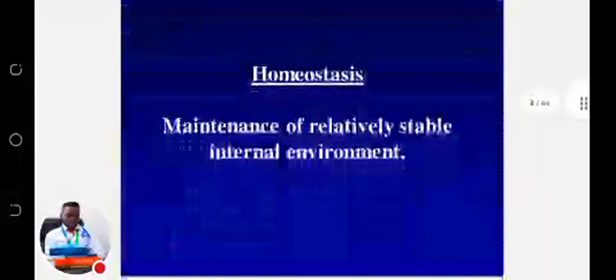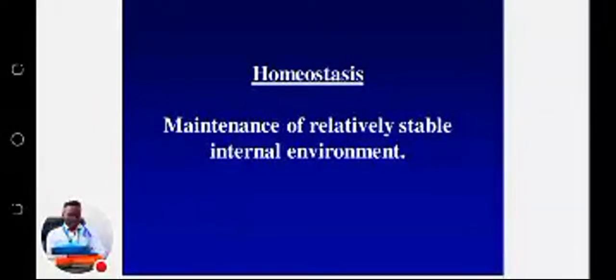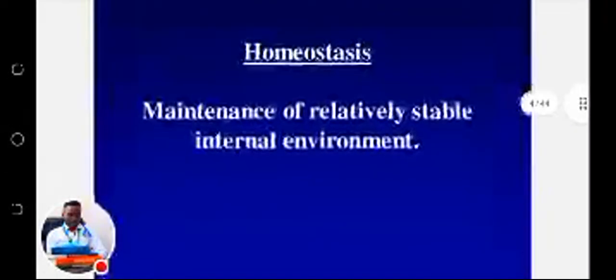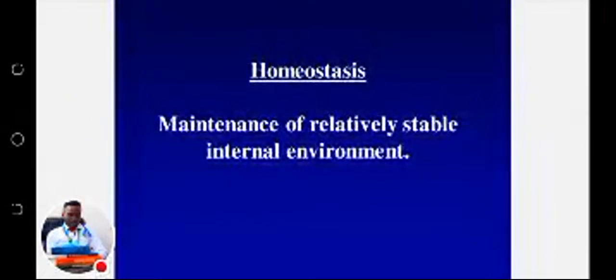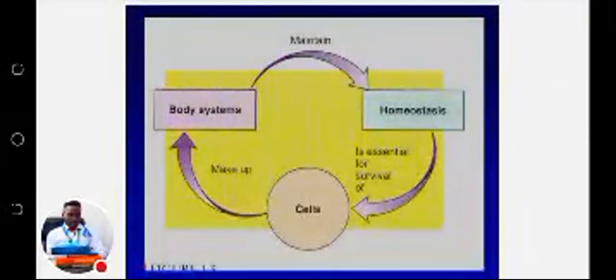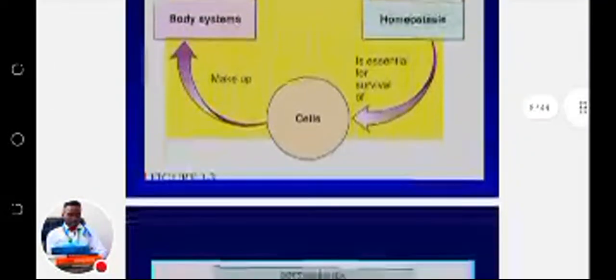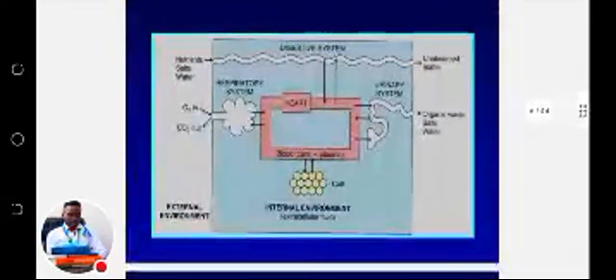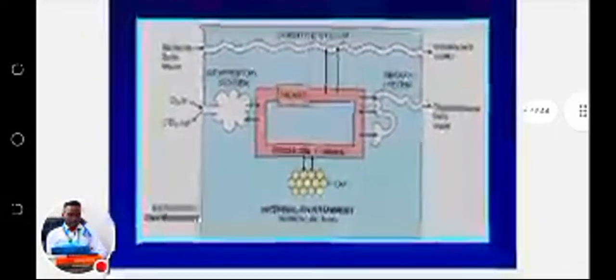Without wasting much of your time, we'll quickly look at what homeostasis is. Homeostasis is just the maintenance of a relatively stable internal environment. That is what homeostasis is. So in homeostasis we have the cell, the body system, as well as homeostasis. The body system maintains homeostasis, and homeostasis is essential for the survival of the cell and the makeup of the body system.